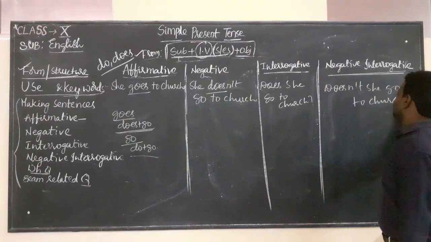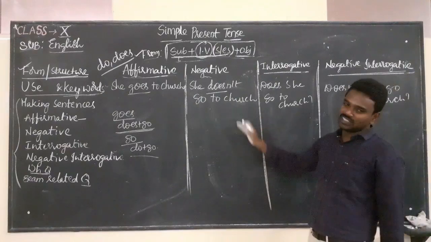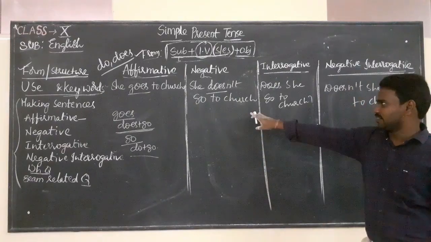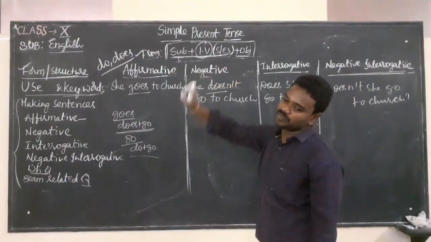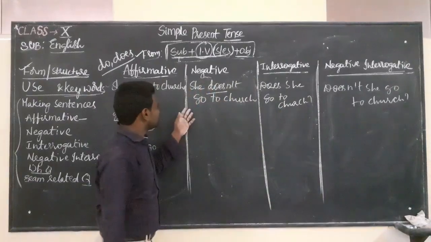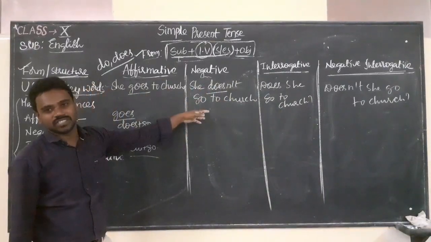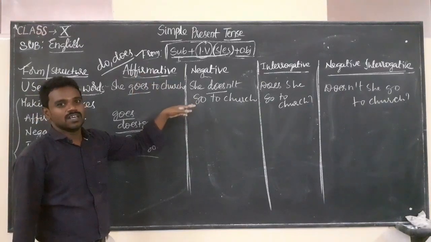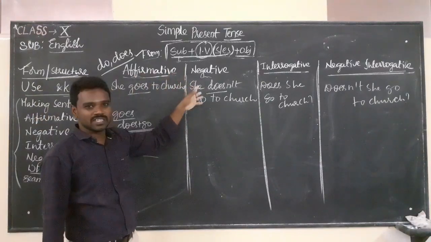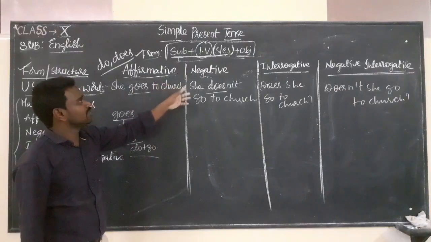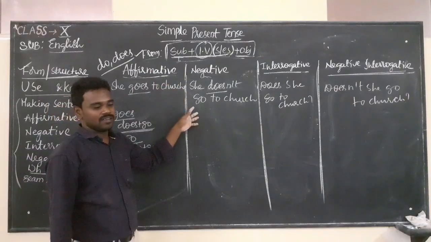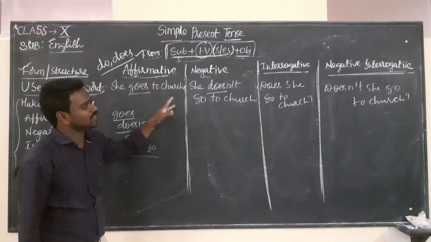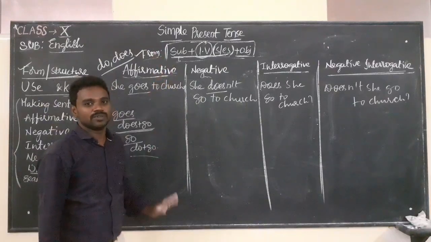In day-to-day English, we commit mistakes here, especially in simple present tense. Simply we speak: she doesn't goes to church, she doesn't goes to school. In such a way we use it. So avoid those mistakes by learning simple present tense perfectly. We can avoid such kinds of mistakes when we learn simple present tense perfectly.